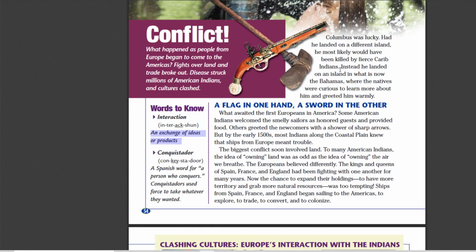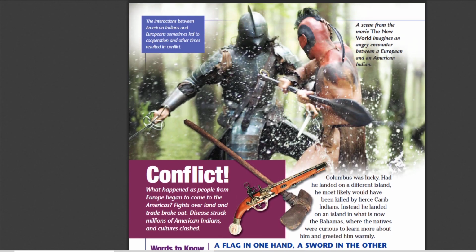So when these Europeans are coming over, they have a very different idea of what land ownership is, and this picture is a very bleak look at the interactions between the Europeans and the American Indians. It wasn't always like this. In fact, quite a bit was not.